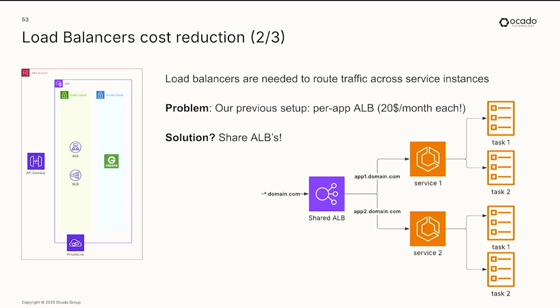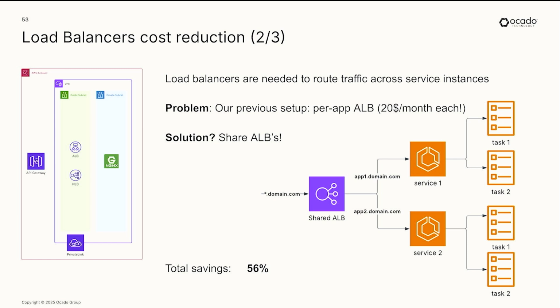So we thought, well, why can't we share the application load balancers? And so we did. We implemented L7 routing on our shared ALBs, and that has allowed us to save 56% on the cost of running our applications.